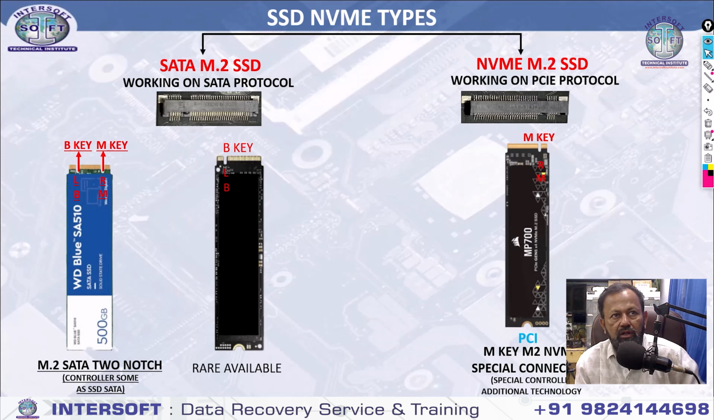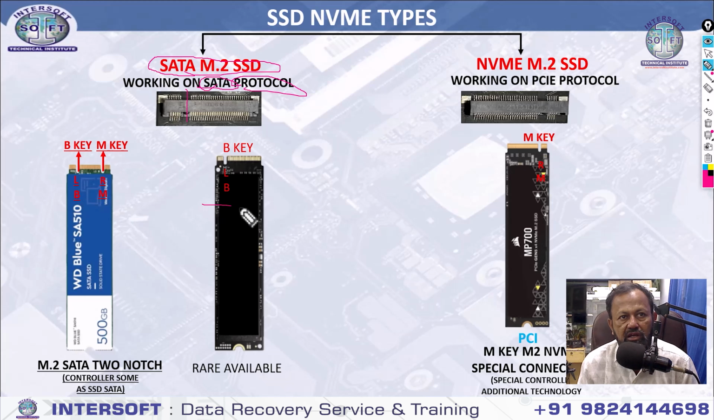So here is the protocol working concept for SSD NVMe types. One comes as an SSD M.2 SATA. These work on the SATA protocol. SATA protocol means it is easy to connect, no problem, it will directly run, and this will run only on the B key. You have to identify where the B key and the M key are. First you have to check the controller side. This is your controller side, this is also the controller side, and this is also the controller side. On the controller side, the left notch is what we call the B key, and the right notch we call the M key.